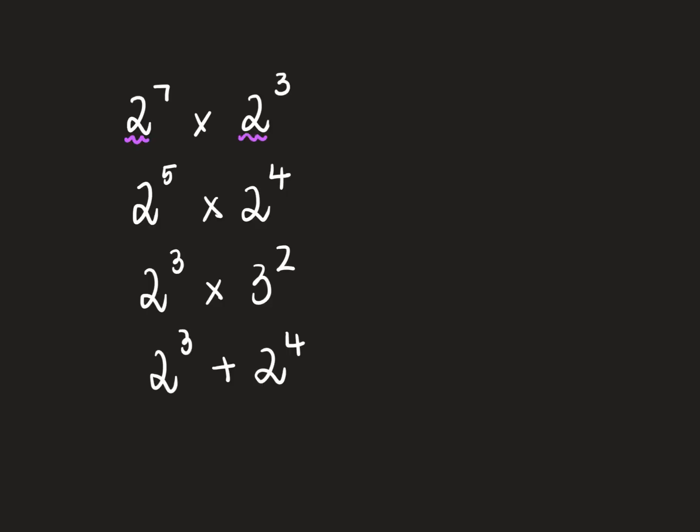Okay, let's look at the first one. Are the bases the same? Yes, they are. Am I multiplying the terms? Yes, I am. So what can I do here? I can just add the indices. That one worked. What about the second one?